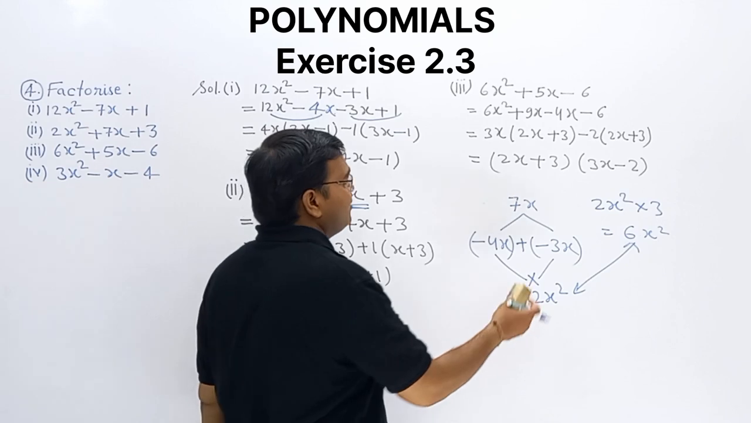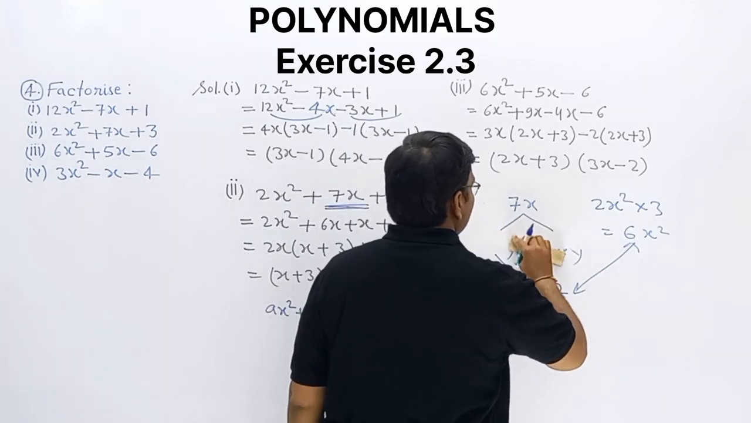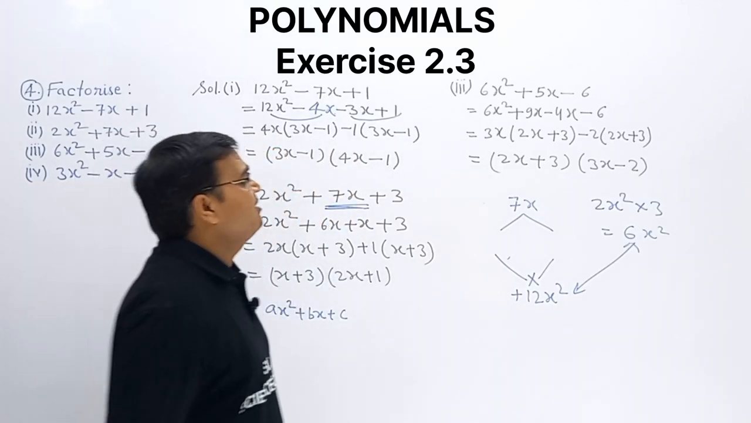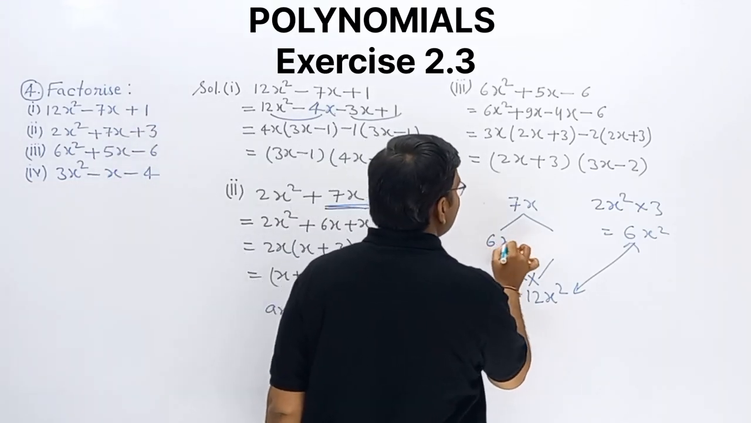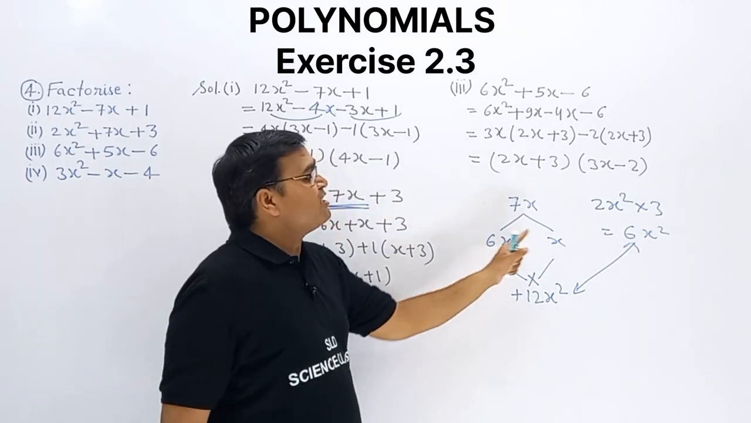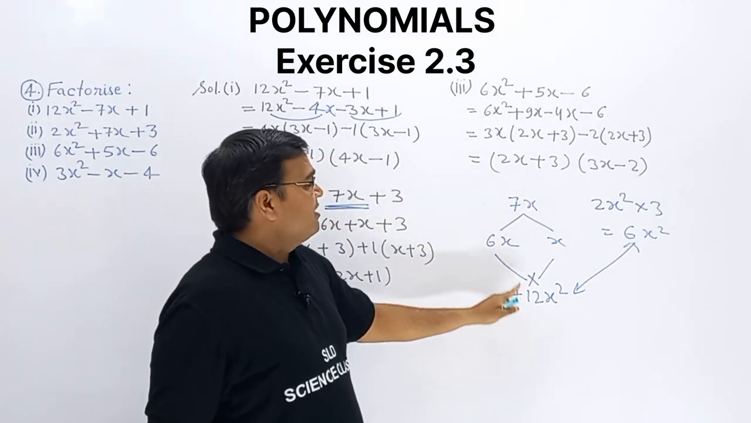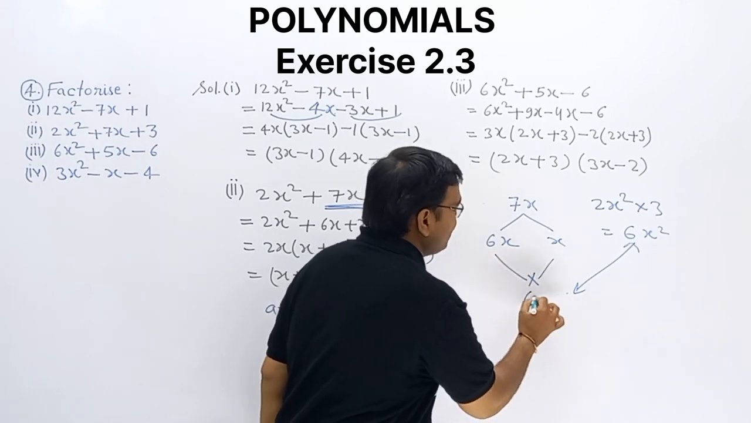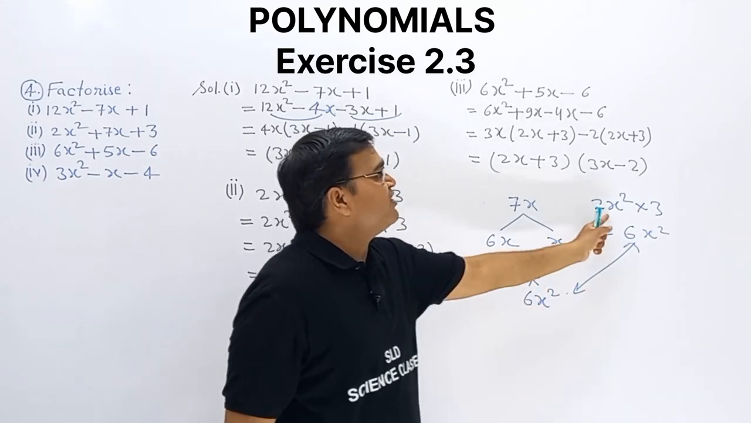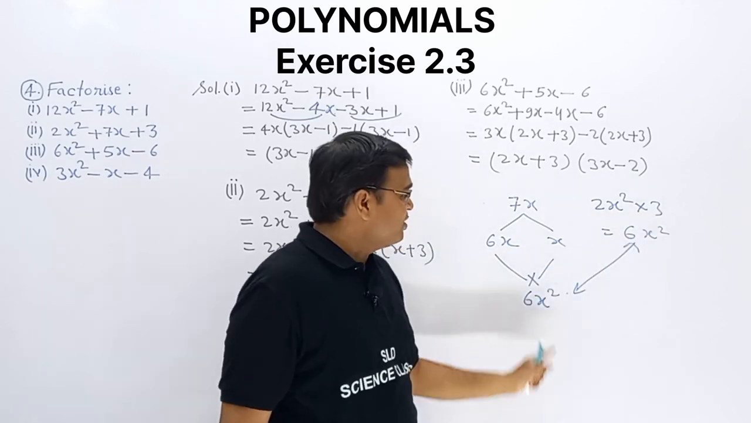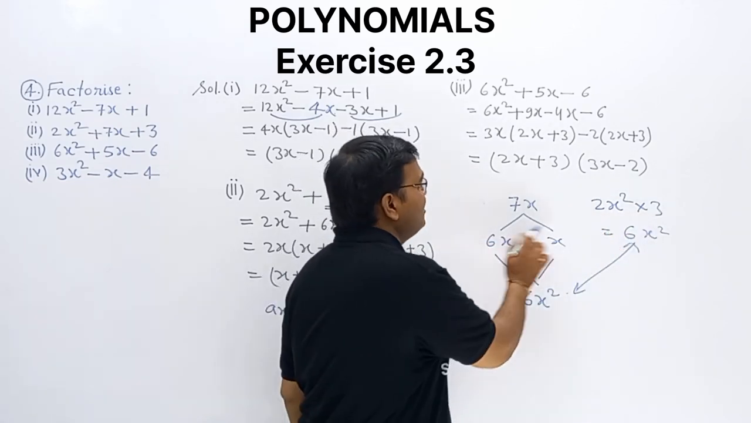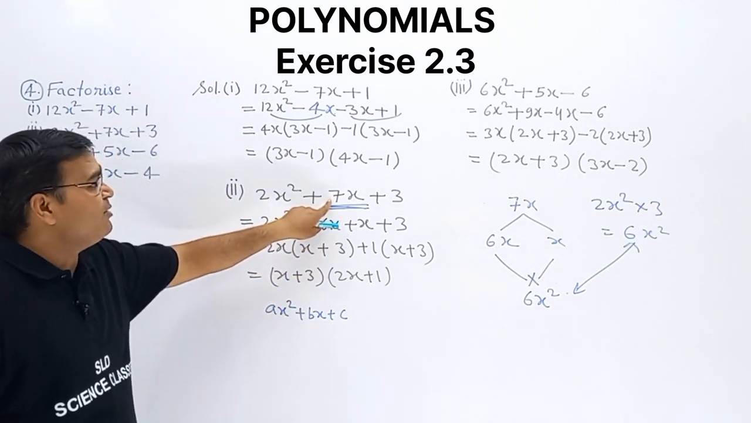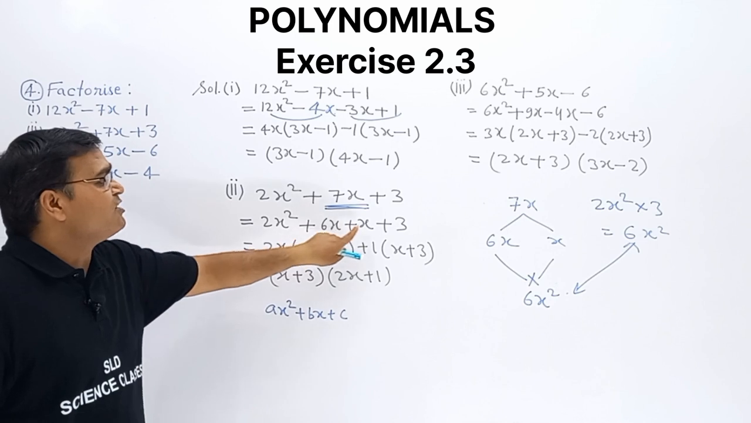So we will take what? We want product 6x square. So we should take two numbers as 6x and x. 6x plus x, 7x, and product will be what? Both are positive, so product will be 6x square, and first and last term product is 6x square. Both are same, so we will consider 6x and x. So this middle term 7x is split into two parts, 6x plus x.